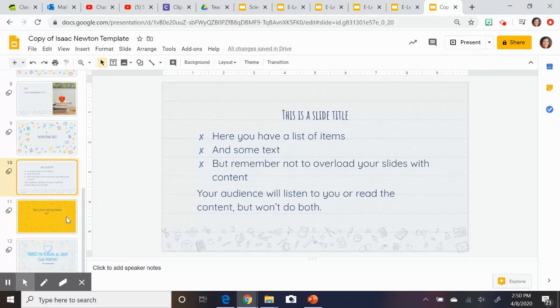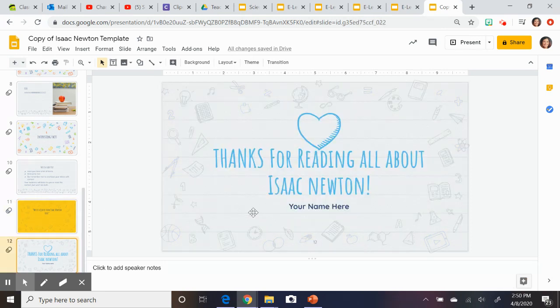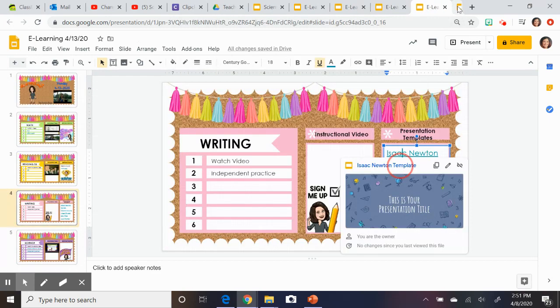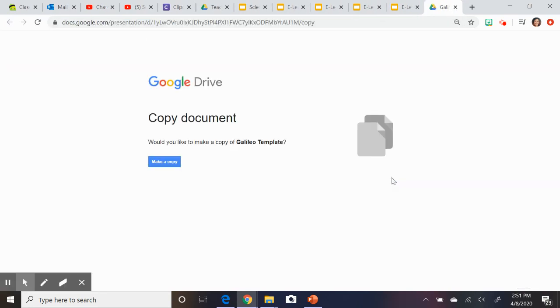Then the one thing that you did not do on your research, but I want you to go back in and do, is to find a quote from Isaac Newton and type it in here, okay? And then on the last slide, it says, thanks for reading all about Isaac Newton, and then you're going to type your name, and then you'll share it with me, okay? And it's going to be like that for everybody. Everybody has the same template other than the background.